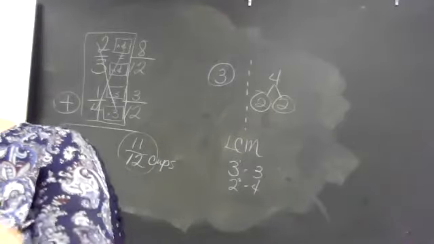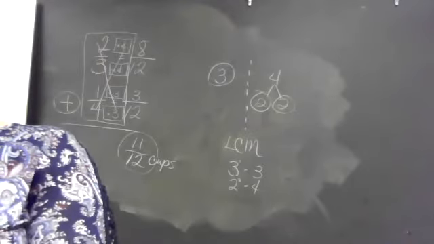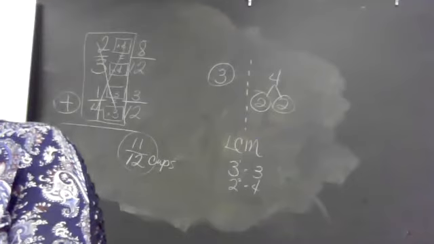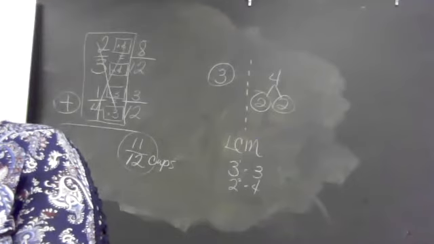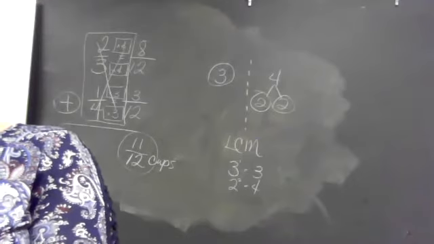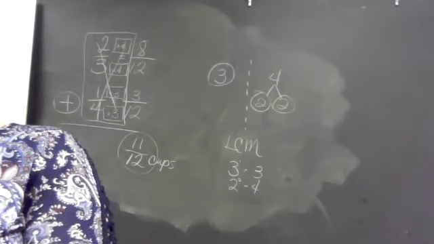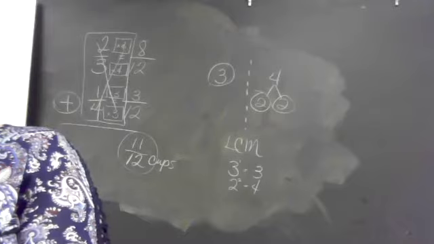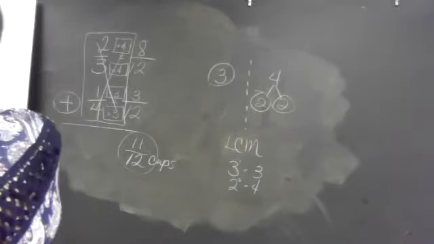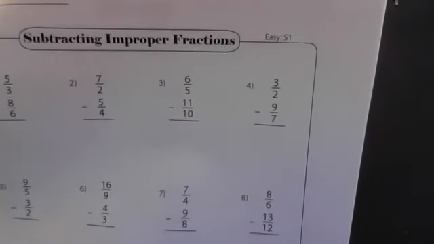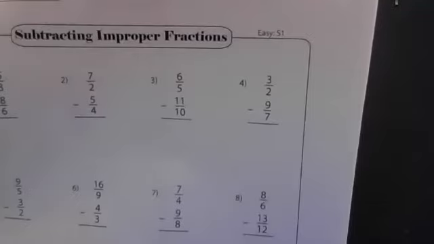These are different denominators. Vertical ones, some more practice, subtracting different denominators. Page 20. These are improper fractions, so it's possible that you will be changing to a mixed fraction depending on what the answer comes out to be.